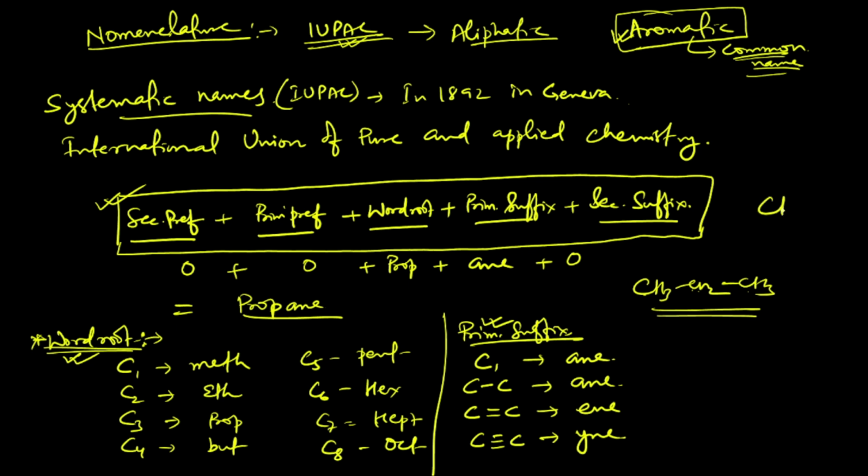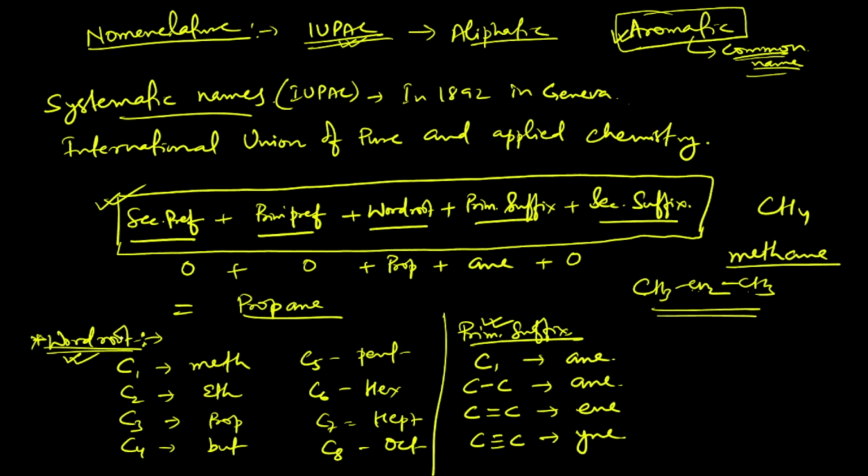Suppose you want to name this compound, this is methane. How are you going to name it? Here, what is the word root? Only one carbon is there, right? One carbon, so it is meth. With one carbon, there cannot be any carbon-carbon single bond, double bond or triple bond, so we call it ane. Finally we write ane. So this is methane.